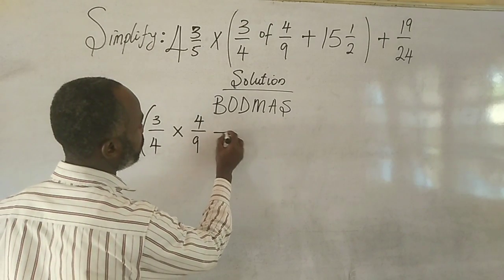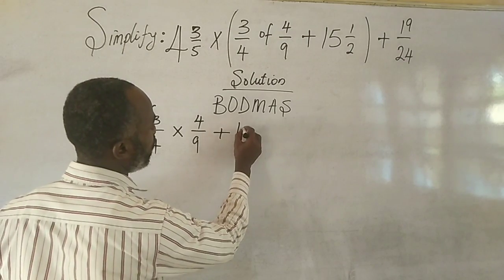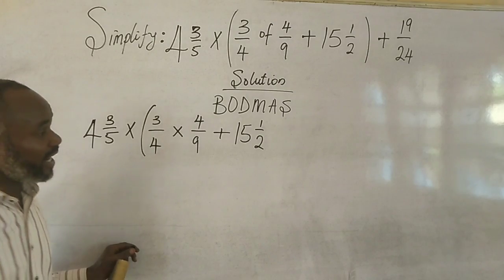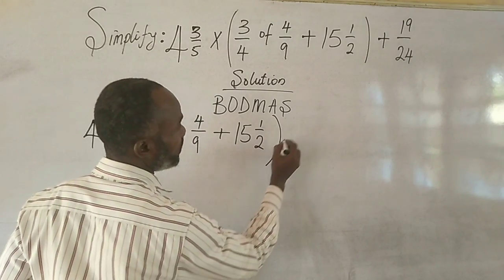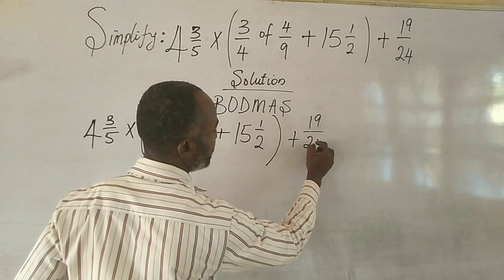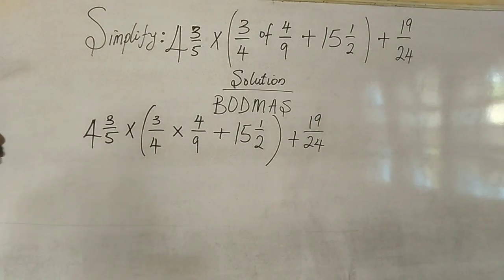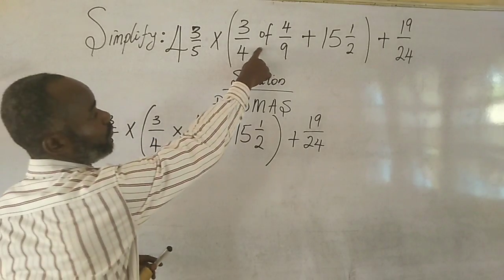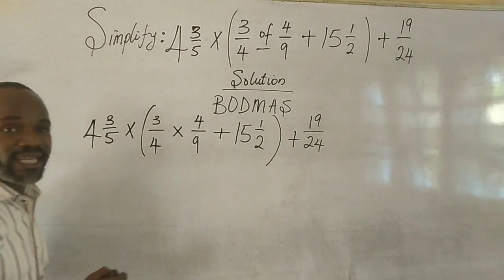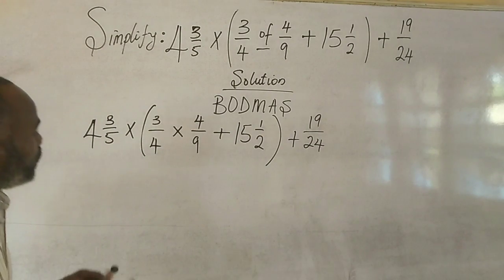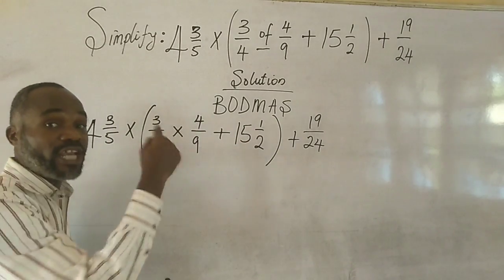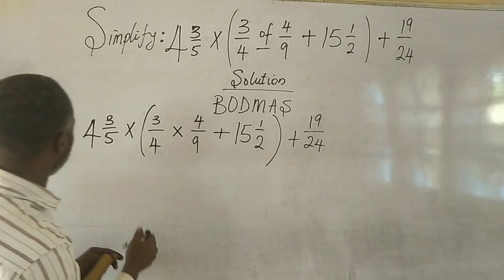And then we continue with this: 15 whole number 1 all over 2, right? Then bracket close plus 19 all over 24. We have converted "of" to multiplication sign. So the next thing to do is to change the mixed fractions into what? Improper fractions. So we do this.